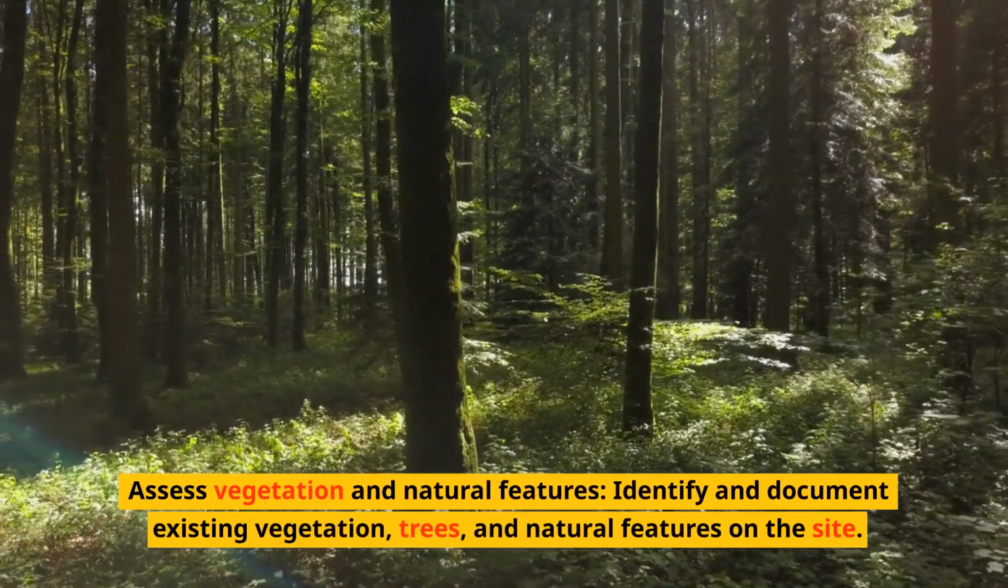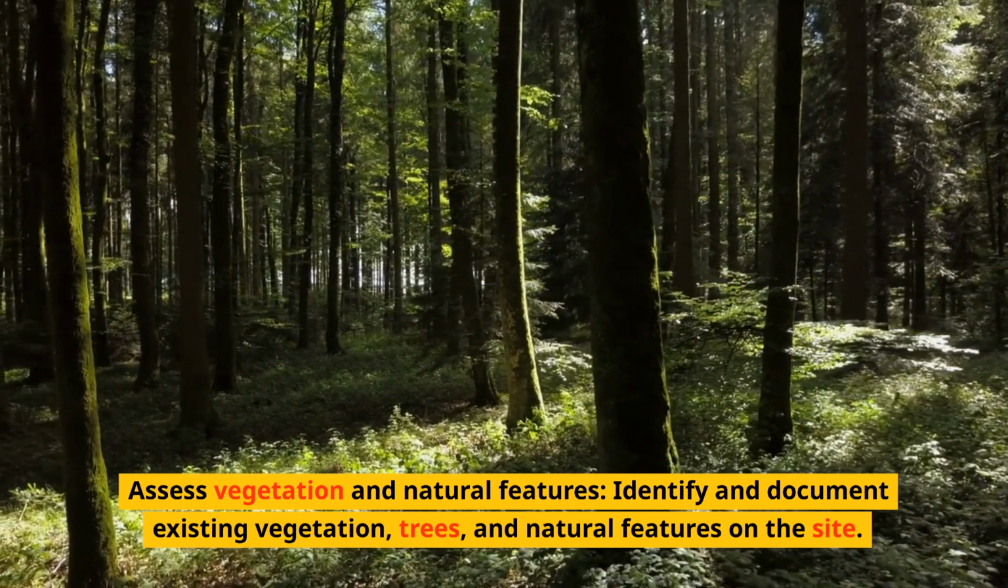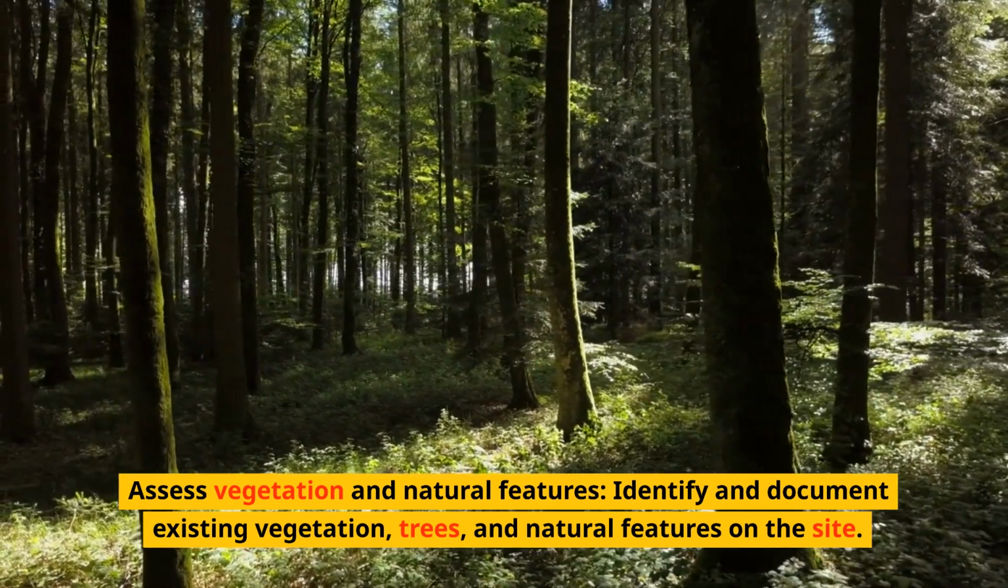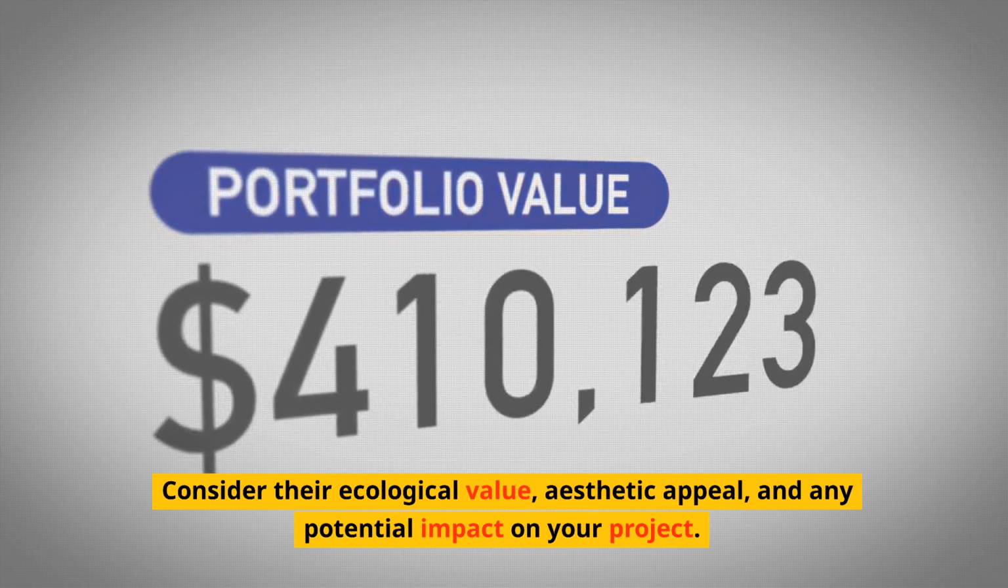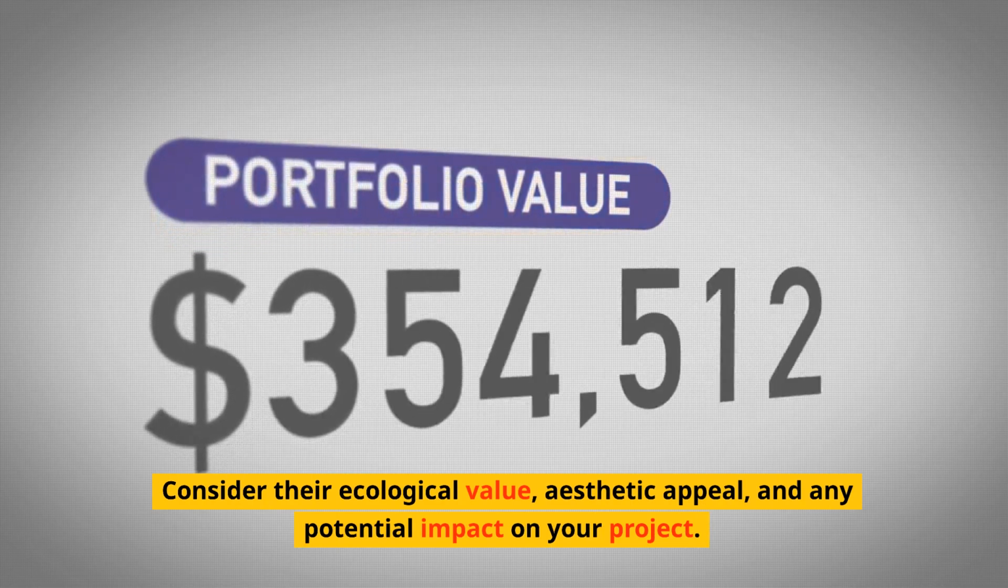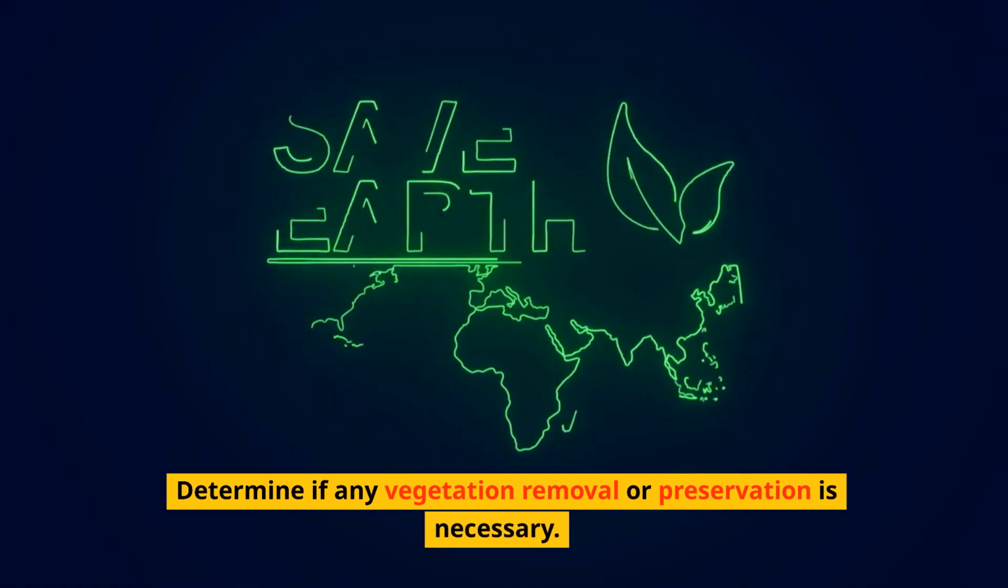Assess vegetation and natural features. Identify and document existing vegetation, trees, and natural features on the site. Consider their ecological value, aesthetic appeal, and any potential impact on your project. Determine if any vegetation removal or preservation is necessary.